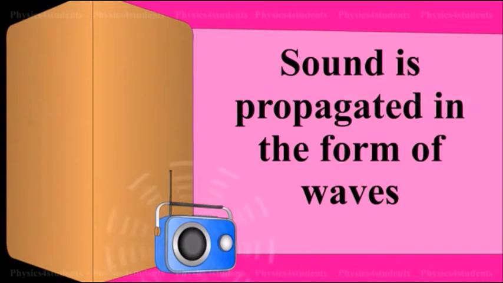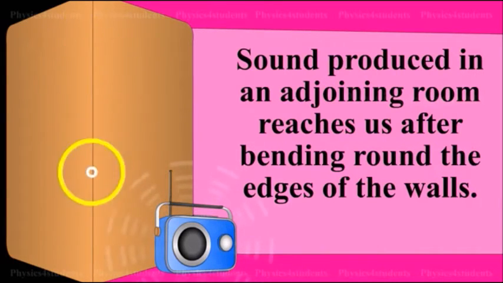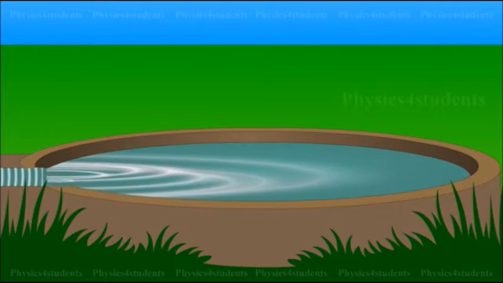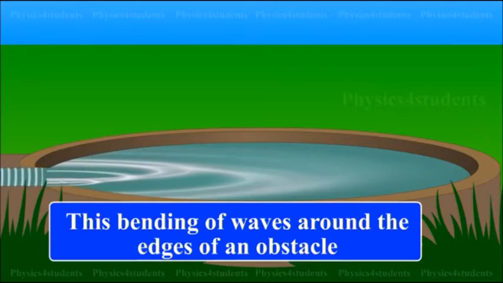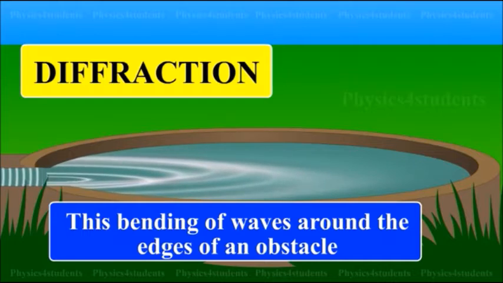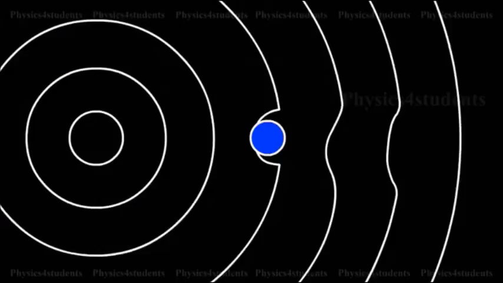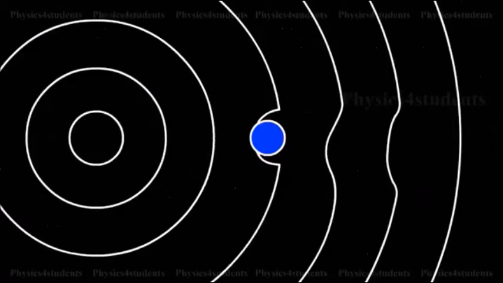Diffraction. Sound is propagated in the form of waves. Sound produced in an adjoining room reaches us after bending round the edges of the walls. Similarly, waves on the surface of water also bend round the edges of an obstacle and spread into the region behind it. This bending of waves around the edges of an obstacle is called diffraction. Diffraction is a characteristic property of waves. The waves are diffracted only when the size of the obstacle is comparable to the wavelength of the wave.